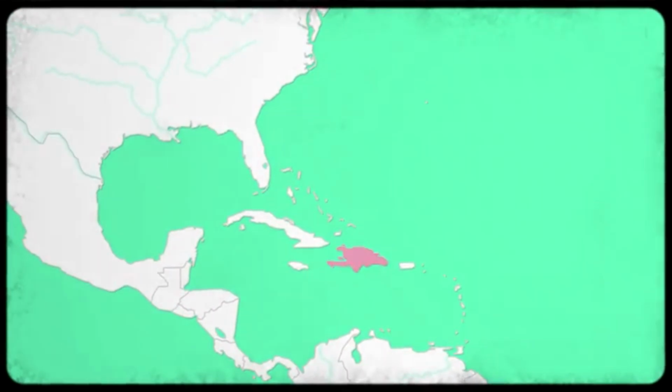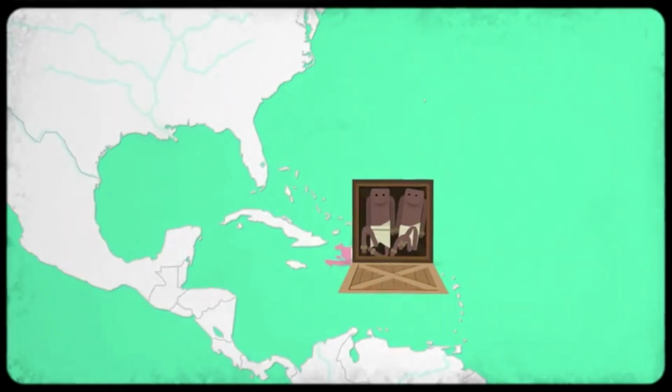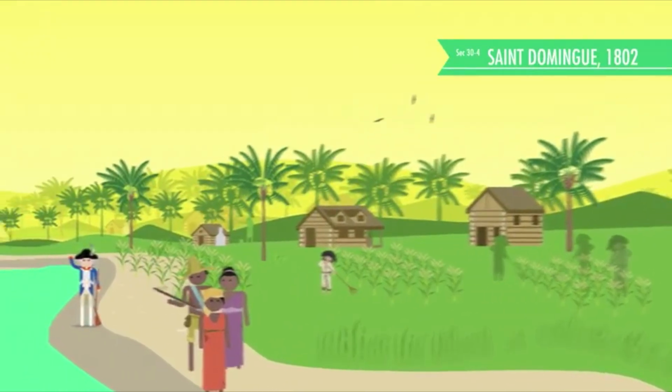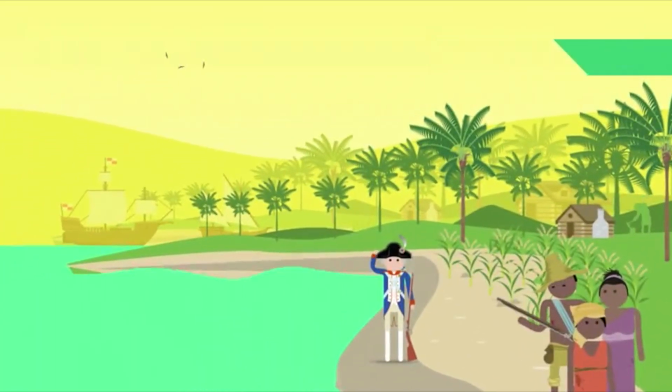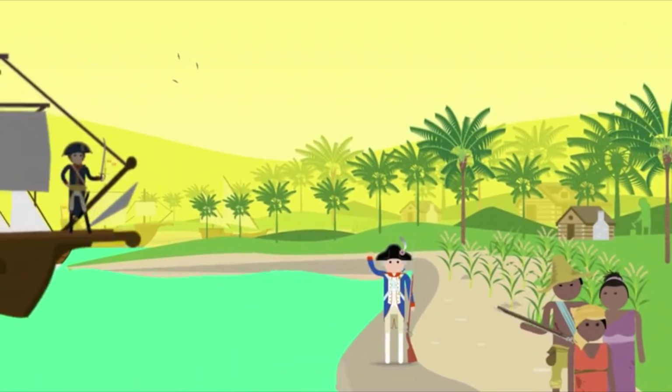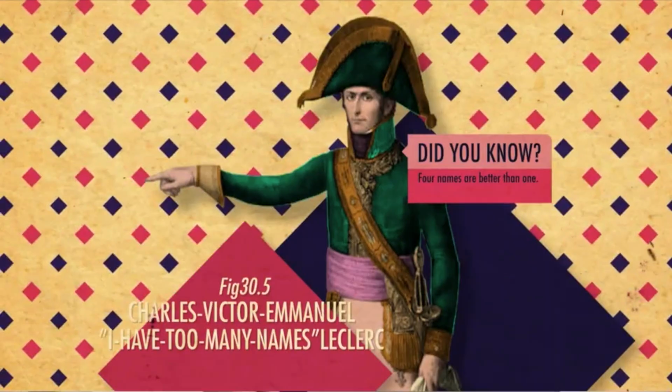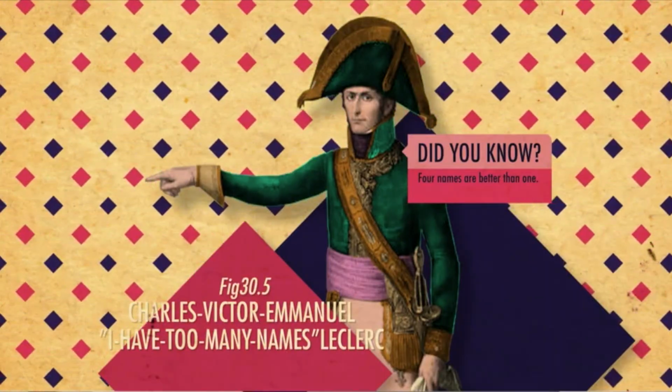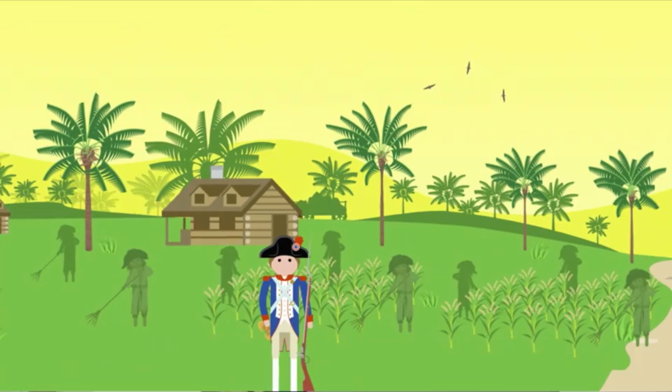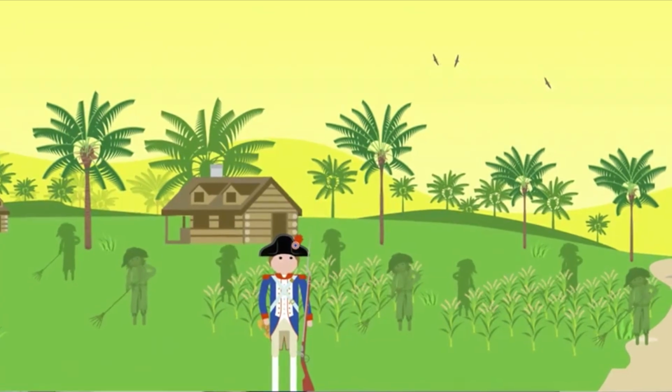And the best way to maximize profits? Why, to reintroduce slavery, of course. That's certainly what the former slaves thought was the plan when in 1802, a French expedition commanded by Napoleon's brother-in-law, Charles Victor Emmanuel I have too many names Leclerc, showed up in Saint-Domingue. This started the second phase of the Haitian Revolution, the fight for independence.